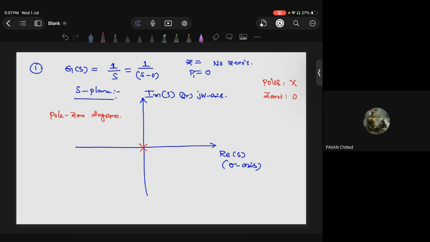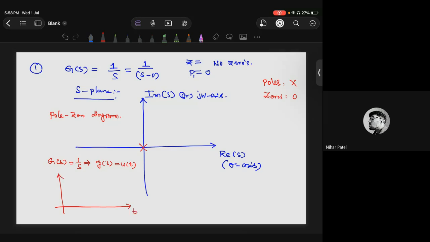Okay. So now this is the same example. We have g of s is equal to 1 by s. So basically, you remember the inverse Laplace transform. 1 by s is the Laplace transform of what? Unit step. So that means I can write it like, what is g of t? That will be u of t. Am I correct?